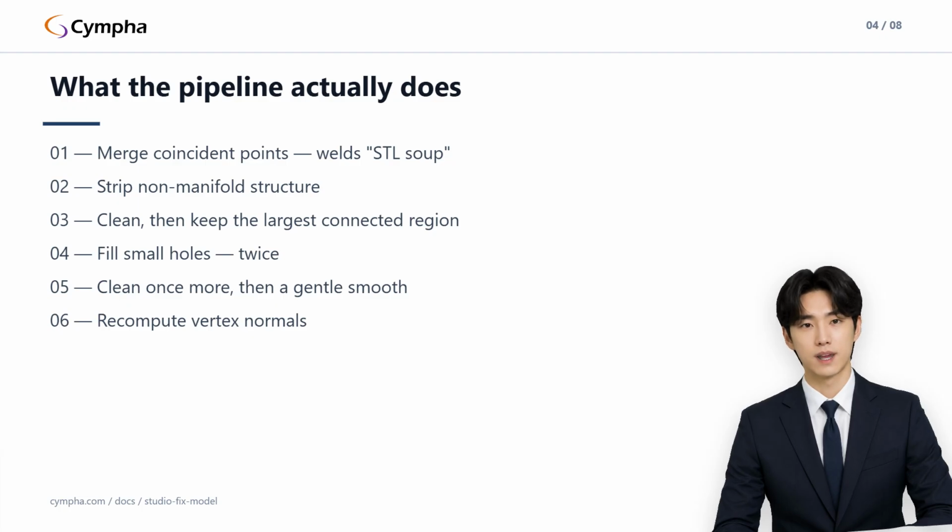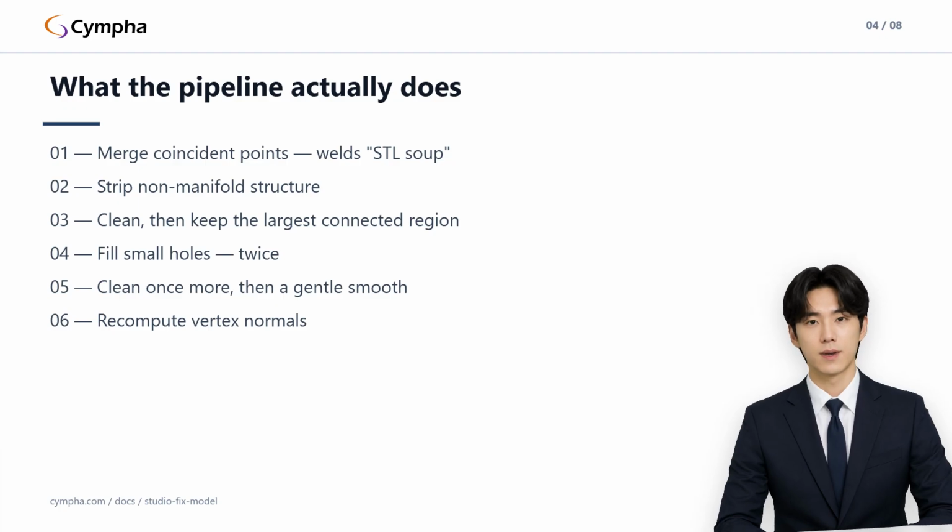Step 3 cleans again and keeps only the largest connected region, dropping floating islands. That's the gotcha we'll return to. Step 4 fills small holes, twice. Larger openings are deliberately left open so the filter never bridges a real gap, and the second pass catches holes the first exposed.